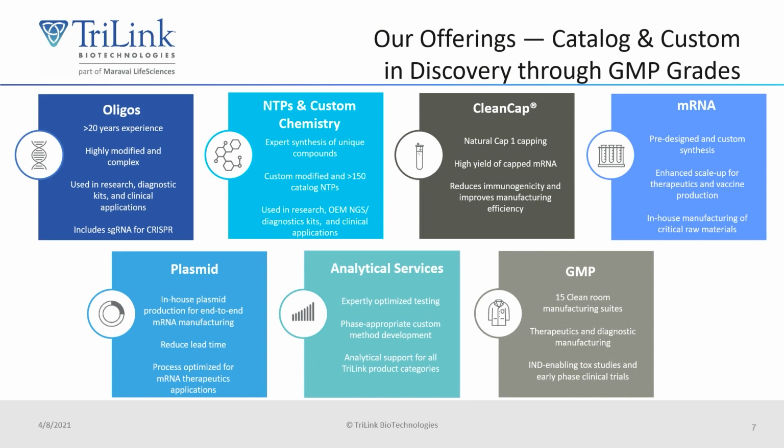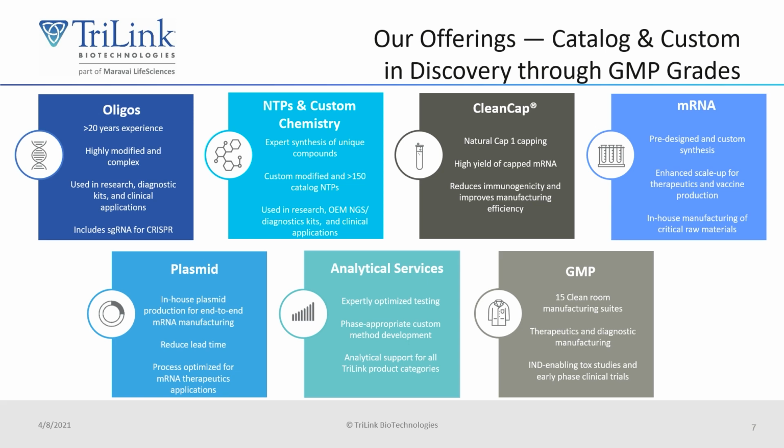TriLink was founded in 1996, and since 2011, we have been pioneering and leading contract manufacturing of messenger RNAs. So here you can see a summary of the different product lines that TriLink offers. As you may notice, they are all based in nucleic acid with analytical services and GMP manufacturing capabilities to support all 5 of the core product lines. While in the conversation today, we're going to focus on CleanCap and messenger RNA. We also wanted to highlight our newly launched plasmid capabilities that we've been really excited to start offering now in 2021.